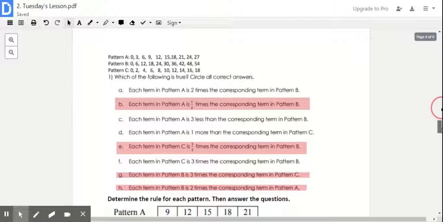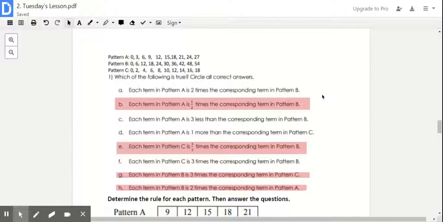Okay, let's get to this part. So we have pattern A, pattern B, and pattern C. Which of the following is true? Circle all the correct answers. So, what did I not do prior to circling answers here? Exactly. I didn't give my pattern rule to understand or interpret what is actually going on in each pattern before I can get into the relationship between them.